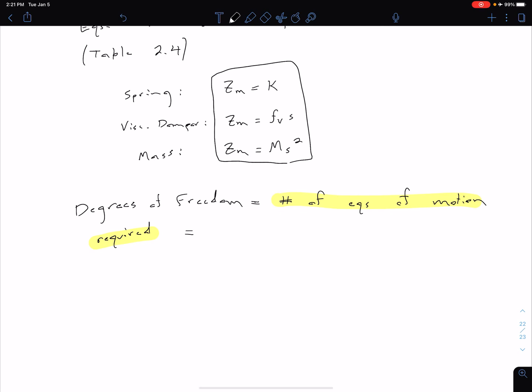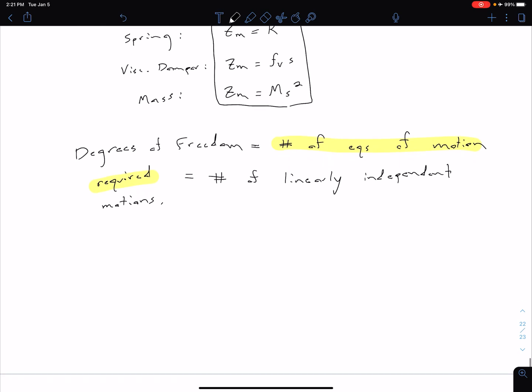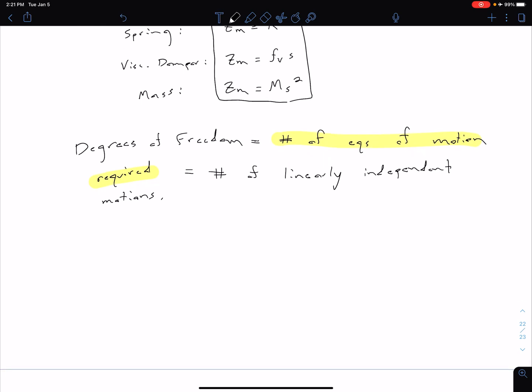So this degrees of freedom is also equal to our number of linearly independent motions. For my fellow double E's, maybe it's been a while since you've dealt with this stuff, so it doesn't make sense, or maybe you don't quite remember.